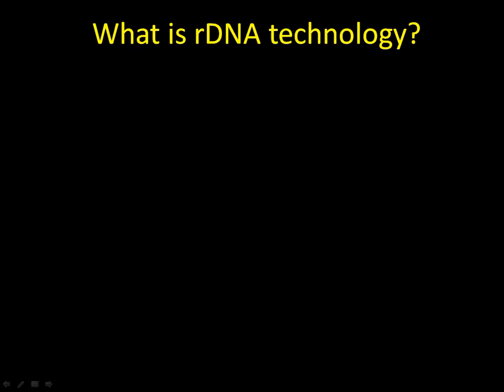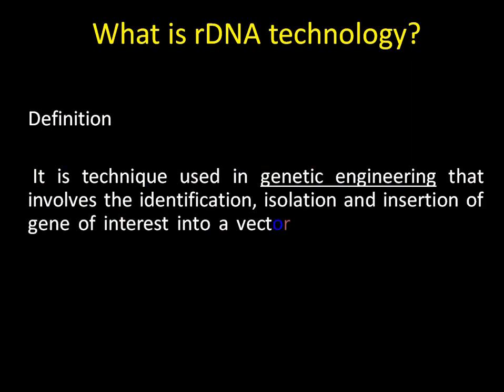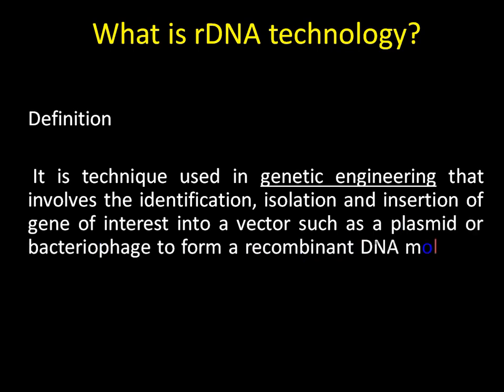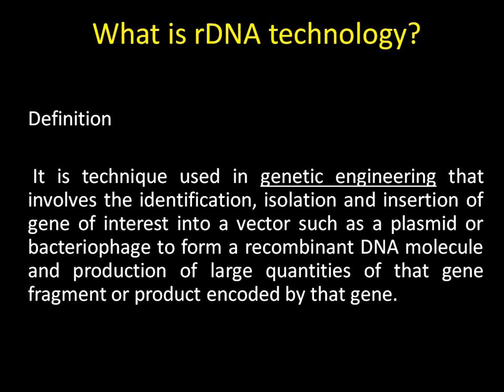First of all, we will start with the definition. In this video, we will be going through all the processes in detail. Recombinant DNA technology is a technique that refers to the identification, isolation, and insertion of a gene of interest into a vector such as a plasmid or bacteriophage to form a recombinant DNA molecule, and production of large quantities of that gene fragment or the product encoded by that gene. We'll be going through the different steps in detail in this presentation.